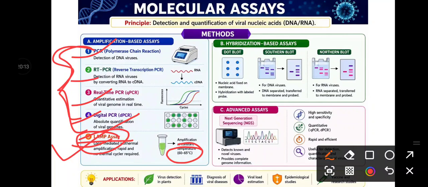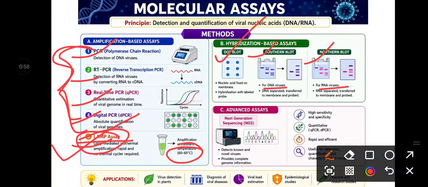Next, about the hybridization method. In the hybridization method, complementary sequences will be hybridized, either DNA-DNA hybridization or RNA-RNA hybridization. The methods include dot blot, Southern blot, and Northern blot. Northern blot is for RNA viruses, Southern blot is used for DNA viruses, and in the dot blot, the nucleic acid is first fixed on a membrane, and over that the labeled probes are incorporated, and we check the hybridization status. These methods we will study in detail in laboratory techniques one by one.